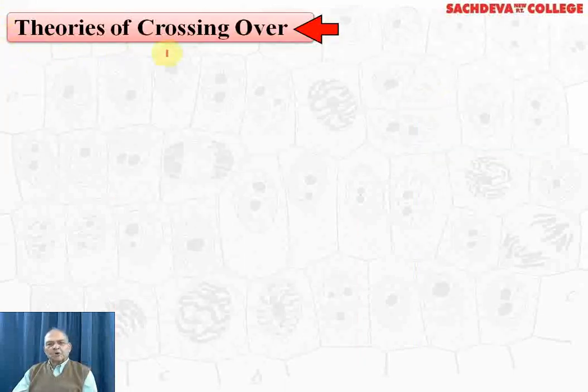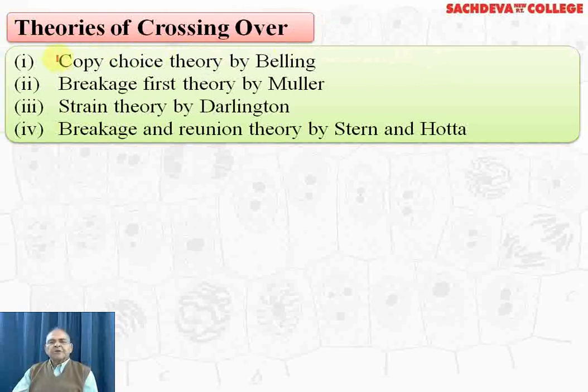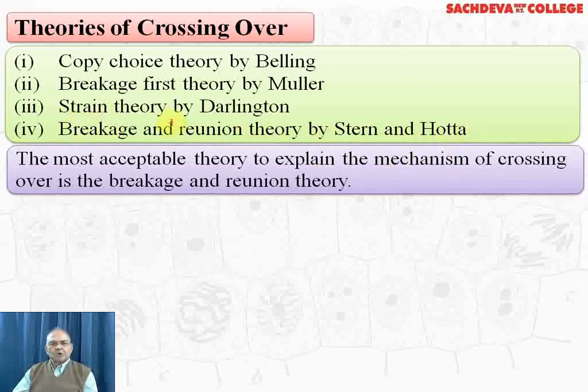Theories of crossing over. Many theories have been given, like copy choice theory by Belling, breakage first theory by Muller, strain theory by Darlington, and breakage and reunion theory by Stern and Hotta. And this is one of the most acceptable theories to explain the mechanism of crossing over.